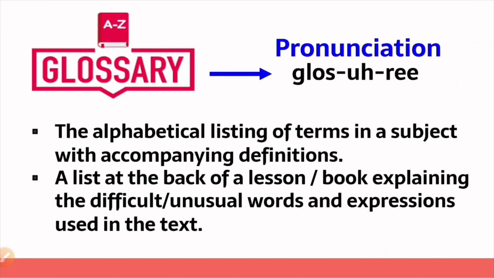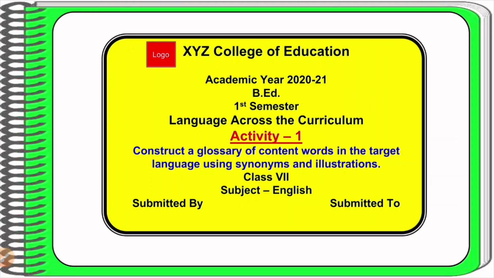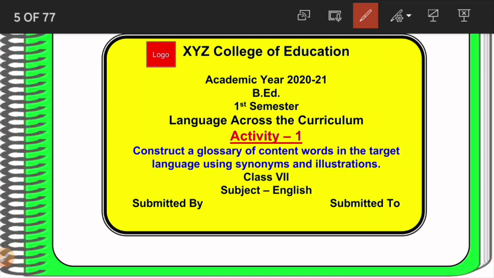Now, moving ahead, a glossary is an alphabetical list of words with their meanings or definitions. A glossary is also given at the back of a lesson or a book which explains the difficult words used in the text. So here your activity starts. This is the format of the cover page with the basic information like name of the college, academic year, course, semester, paper title, class for which you are preparing the glossary, subject, submitted by and submitted to.